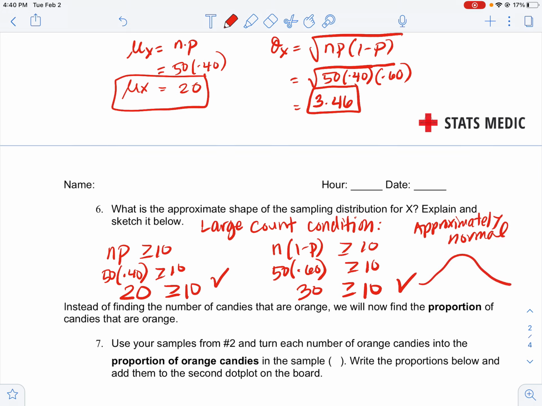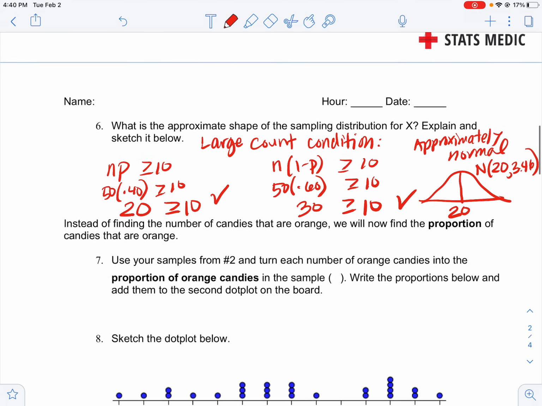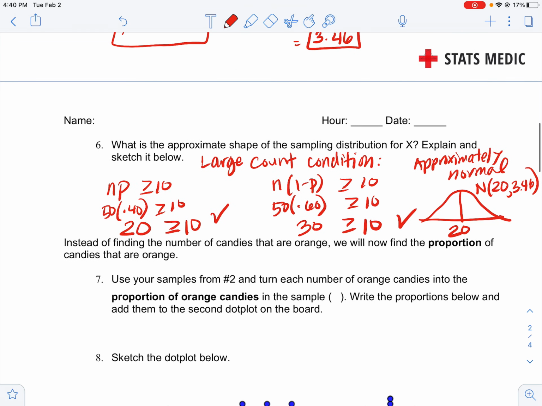Let's put the shape. The mean is 20, so that's normal with 20, comma 3.46. Okay? Good. Instead of finding the number of candies that are orange, we will find the proportion of candies that are orange.